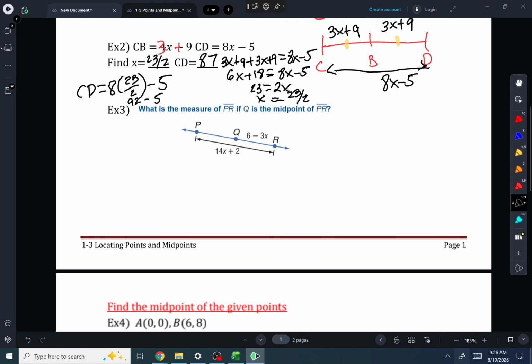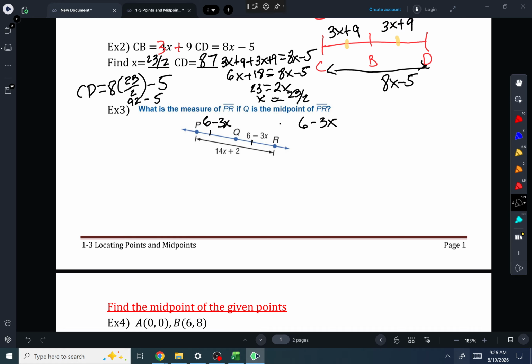All right. Example 3. I'm not actually going to do this one. I'm just going to set it up because I think the algebra is exactly the same, yeah? What do I know about PQ? Well, I know that Q is the midpoint, so I know these are equal, yeah? So that's the same, right? 6 minus 3x. I guess I'll just do it. I have enough time. So 6 minus 3x plus what?